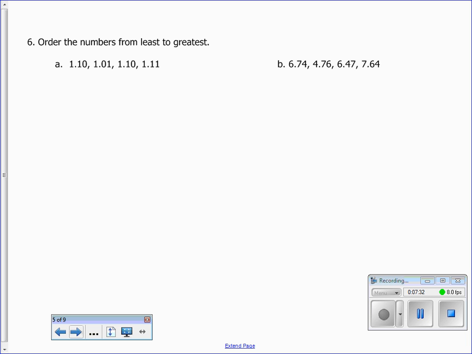Now, I suggest you use the same technique in number 6 to order the numbers from least to greatest. Pause the video and then come back. Check your work. So we're going from least, the smallest number, to the largest number. So let's look from left to right. Ones in the ones place, decimal. So our smallest number will be this one right here, 1 and 100th.